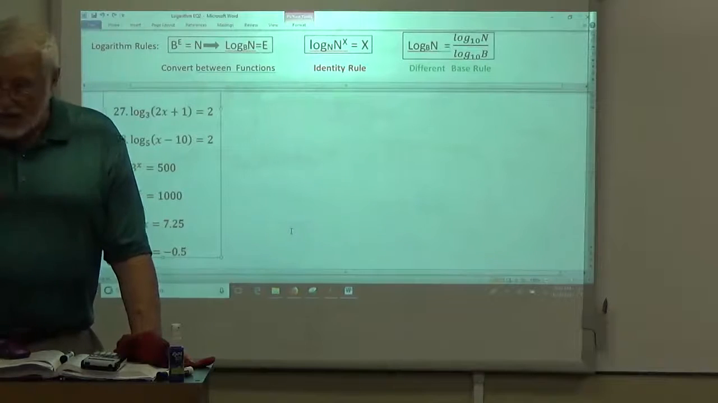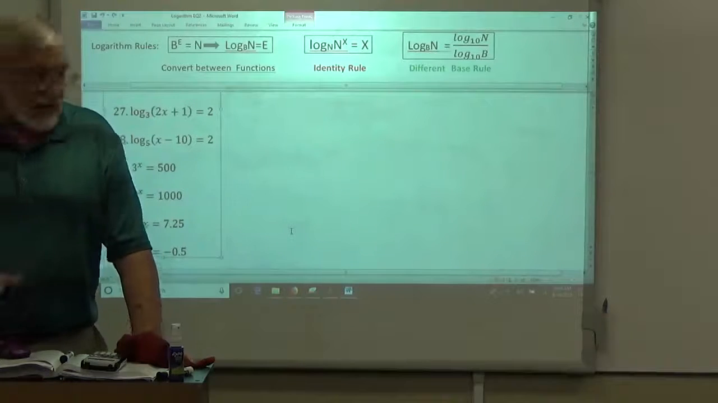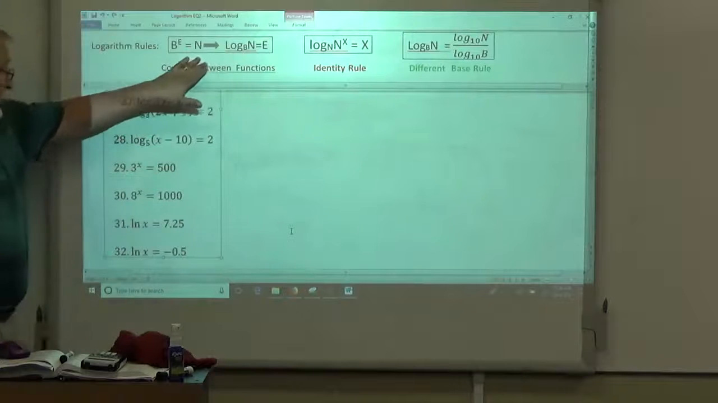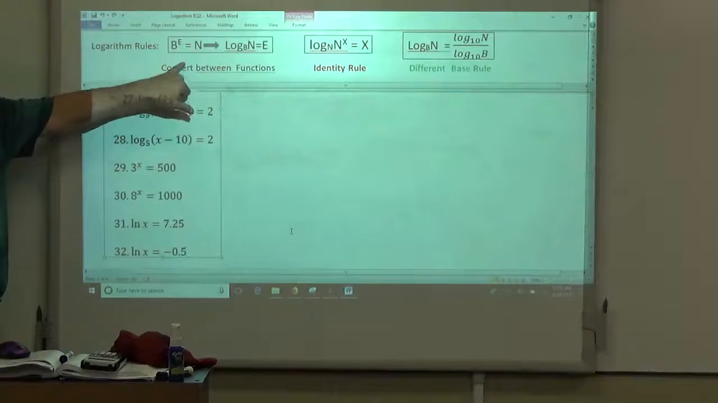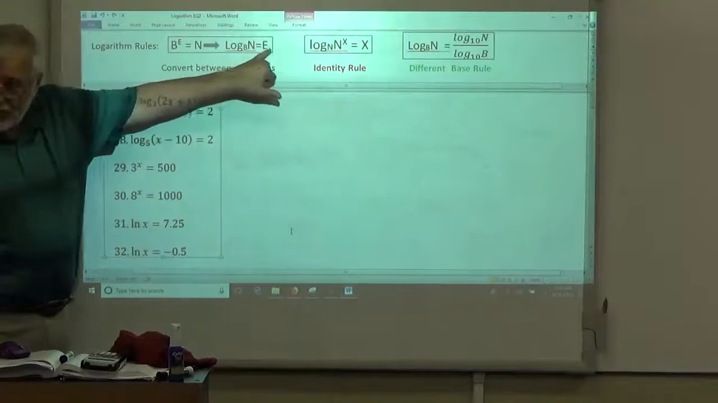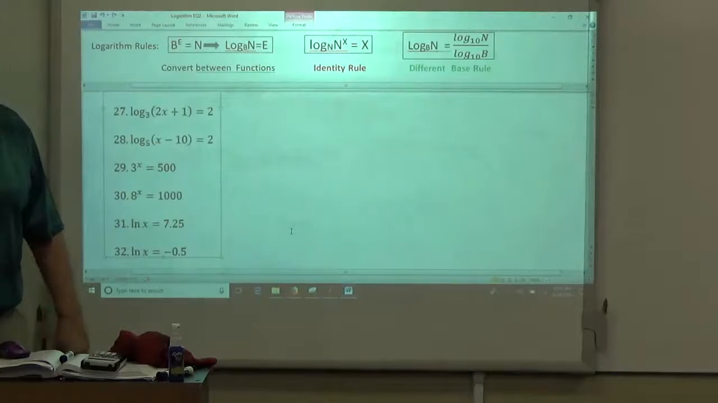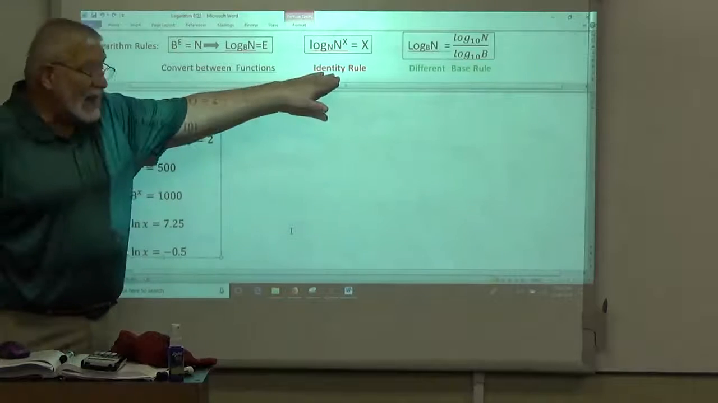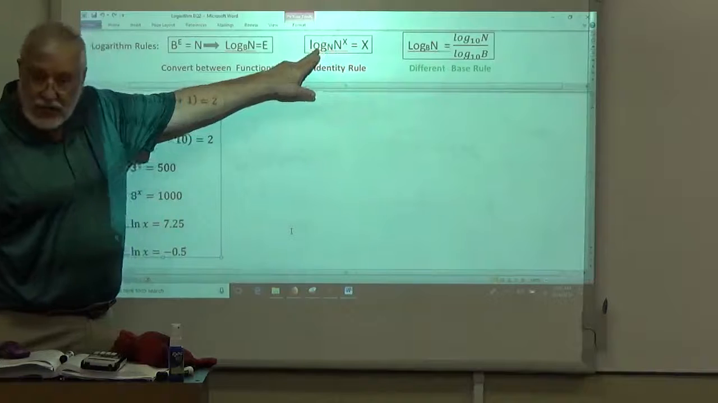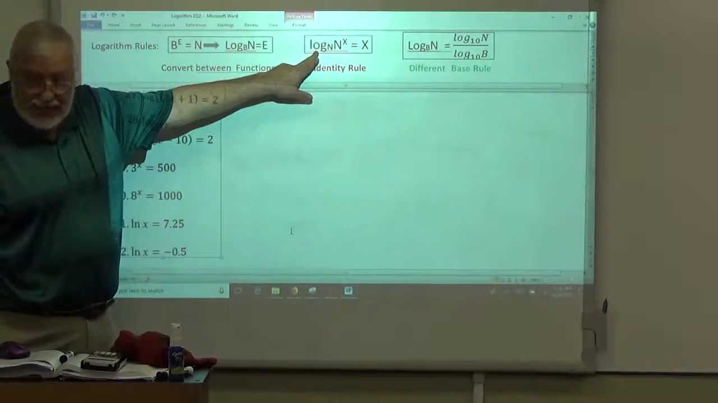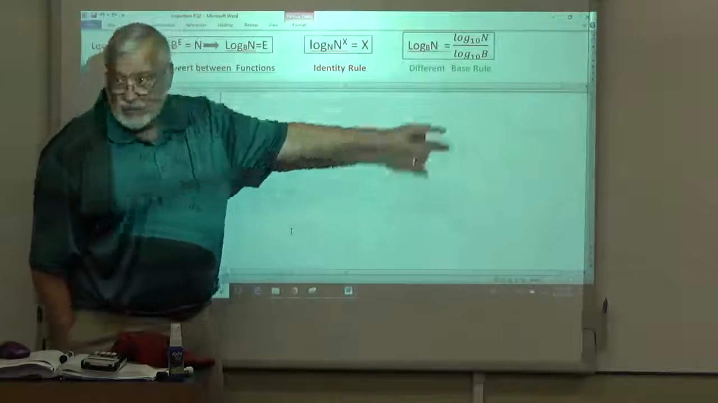All right, now here's what I want you to say. Tell me, how hard are these to do? Not hard, provided that you keep those skills in mind. The conversion between the exponent form and the log form is important to know. The identity rule is important because sometimes to get at the x, you have to insert log to some base. And then the conversion rule we use.